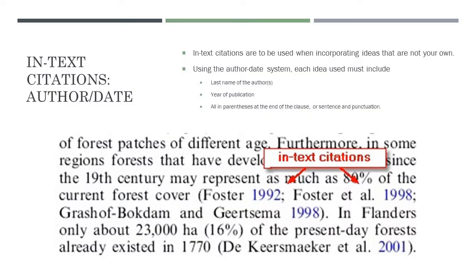Okay, so now we can briefly review how the in-text citations look for the author date system. So use an in-text citation each time you incorporate an idea that is not your own. Using the author date system, each in-text citation should then include the last name of the author, the year of the publication, and this should all be in parentheses at the end of the clause or at the end of the sentence and following the punctuation.